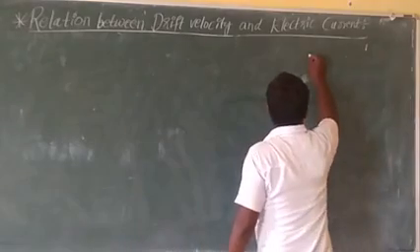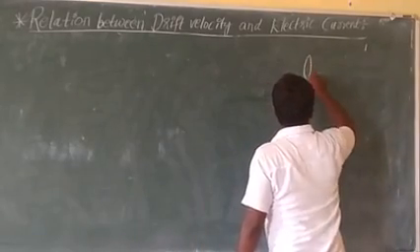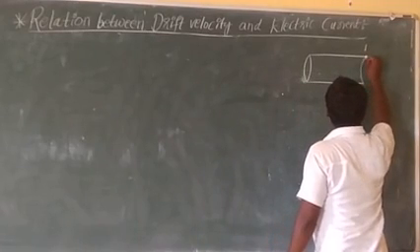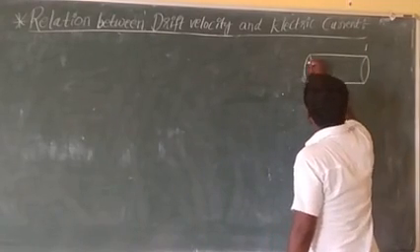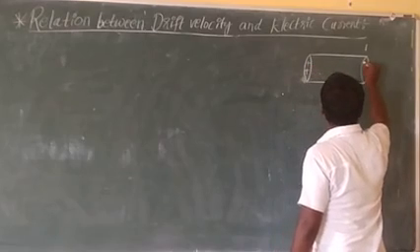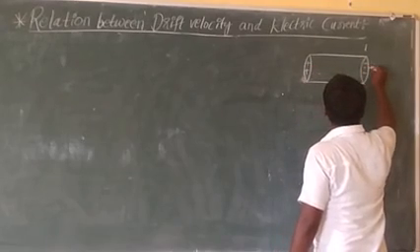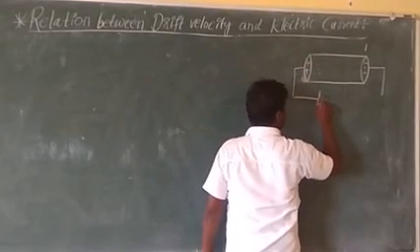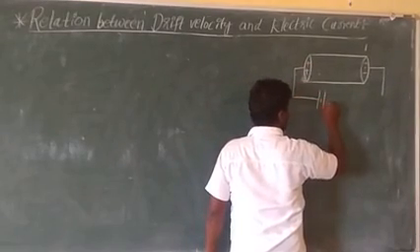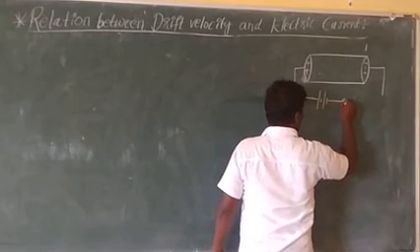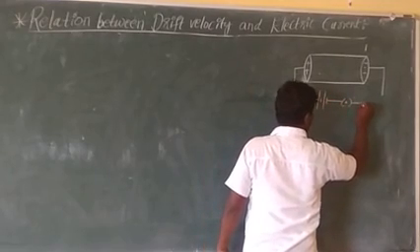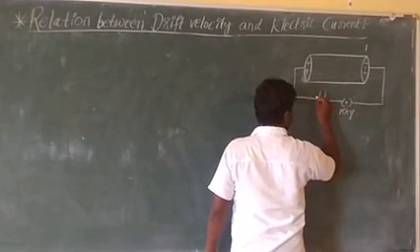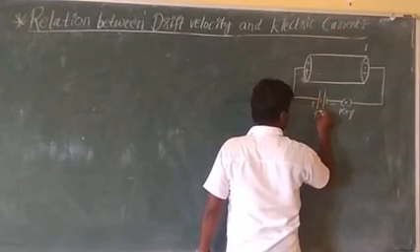Consider a conductor. This is the conductor, actually a wire. This is the positive plate of the conductor. This is the negative plate of the conductor. This conductor is connected to a battery eliminator. See, this is a battery eliminator and a plug key.